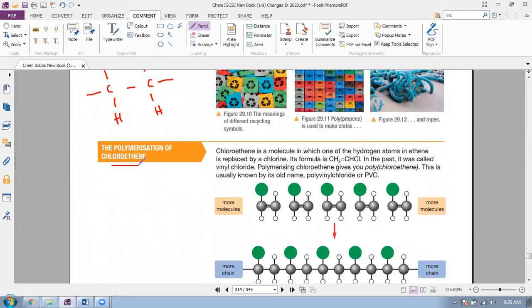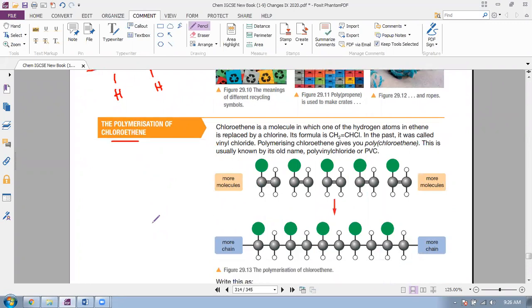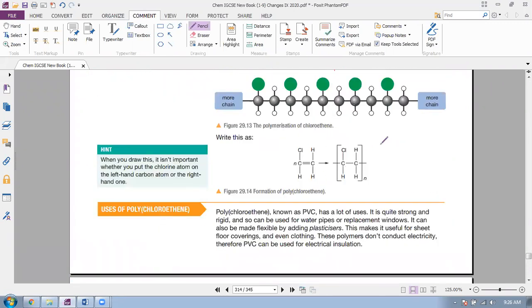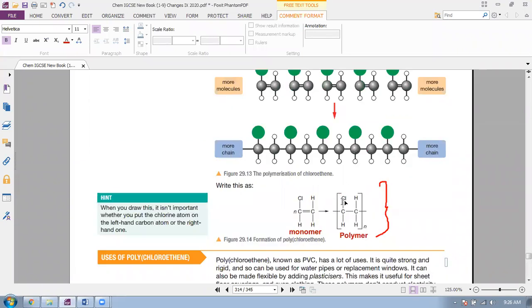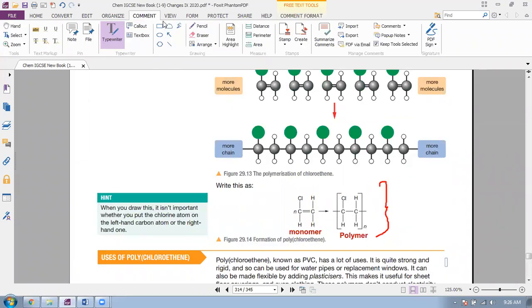Another example of addition polymerization is with chloroethene. Look at the reaction directly. It forms polychloroethene. This is the polymer and this is the monomer. And this is polymer. Polychloroethene. Let us look at the repeated unit of polychloroethene. It is not given in the textbook.